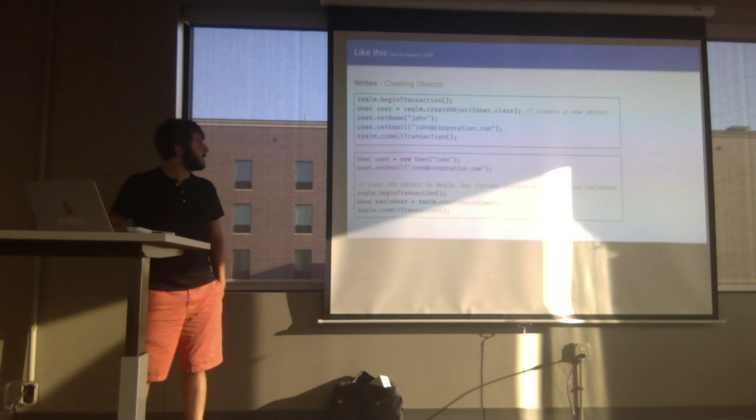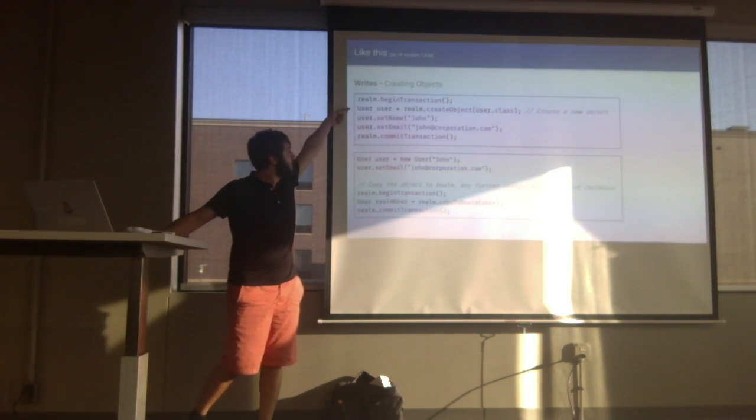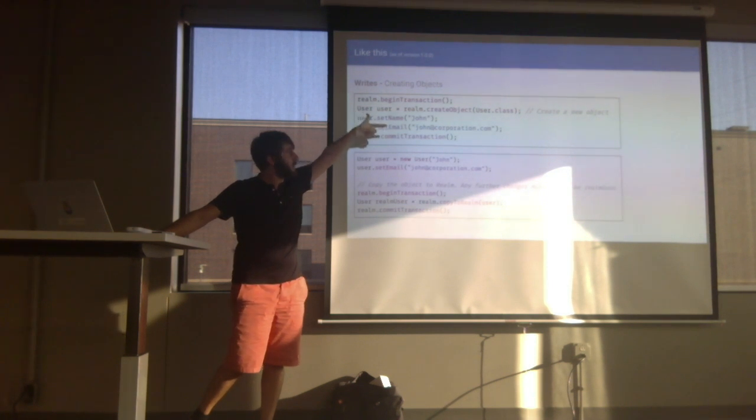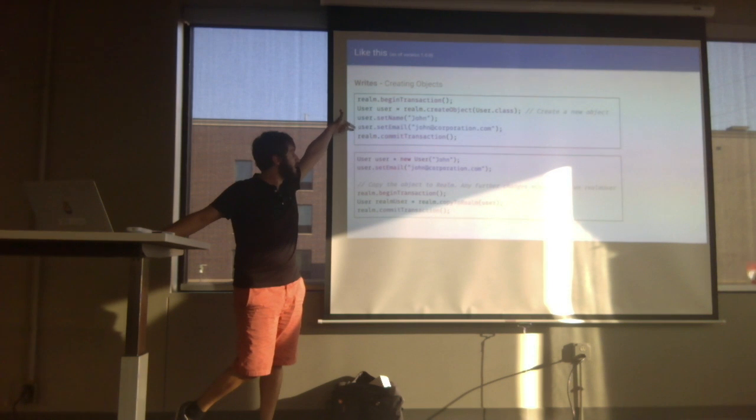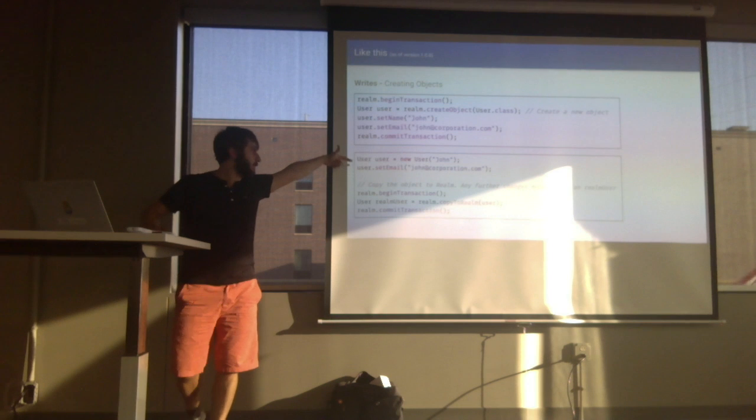Creating objects here, still the same thing, it's just more detailed. You begin a transaction. You create an object here, as you said. And then you set the name, set the email, and you say commit transaction. That's what you select. I actually included that.